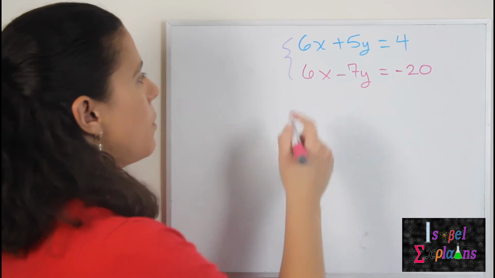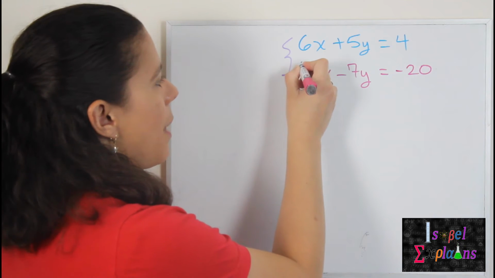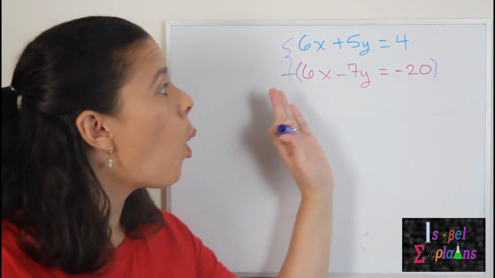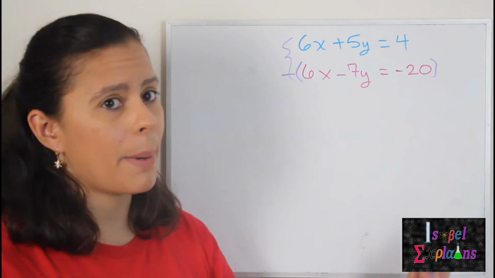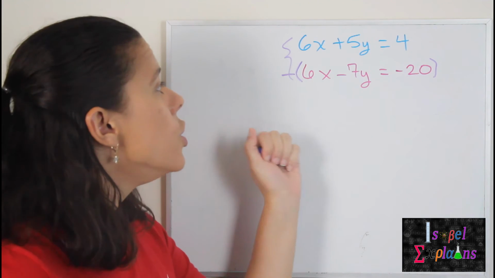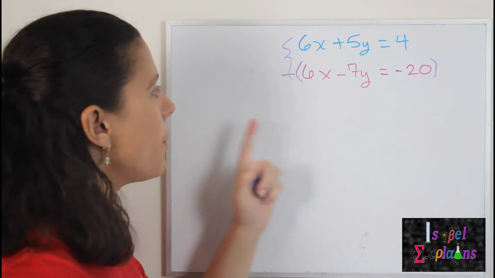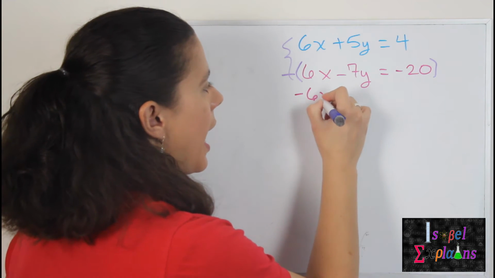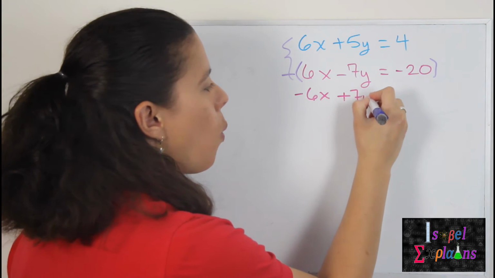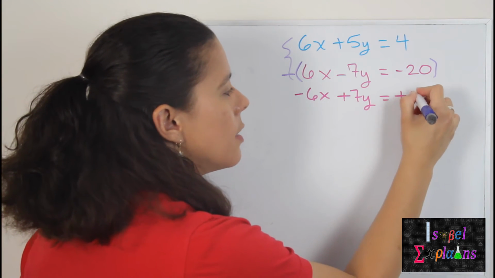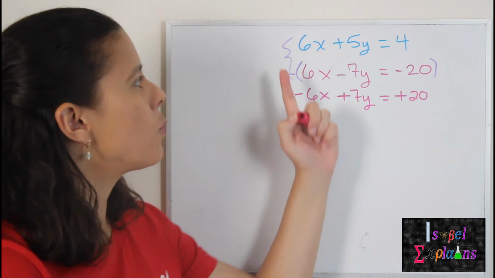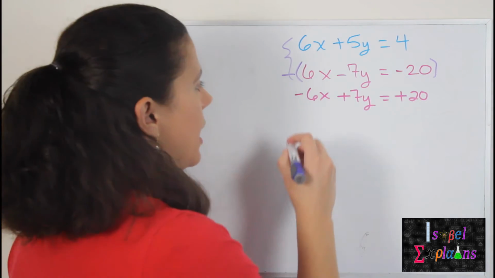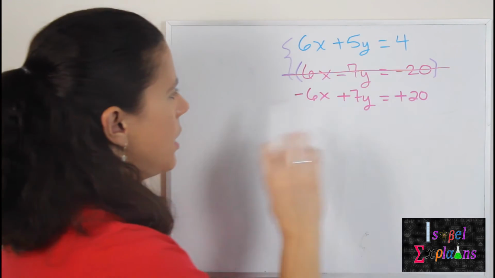So what I'm going to do is place a negative sign in front of it. I'm going to put the whole thing in parentheses so that it helps me remember that the whole thing is being multiplied by negative 1, technically, not just the 6x, okay? So I'm going to rewrite this equation as negative 6x plus 7y is equal to positive 20. And that is what I'm going to be adding to the first equation. So let's do it. I'm going to eliminate this right here so that we don't get confused.